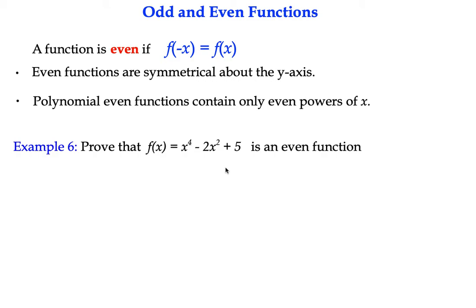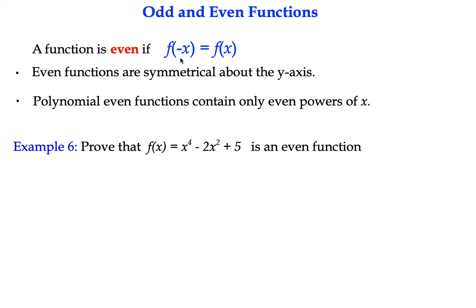Are all functions odd or even, just like all numbers are odd and even? The answer to that is no. Odd functions and even functions are specific types of functions, and some functions are neither odd nor even. So let's have some of the definitions of an even function.